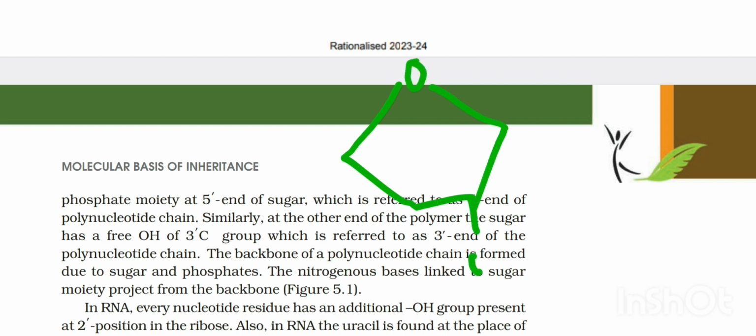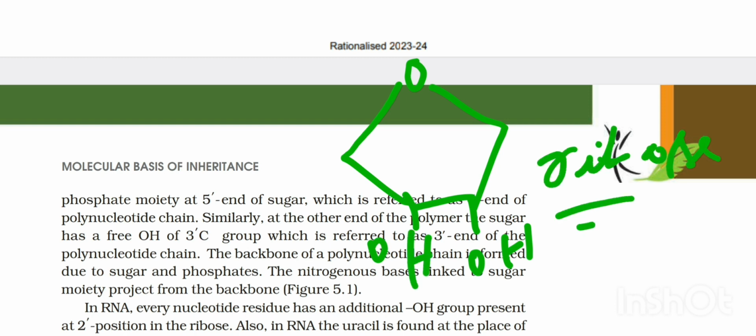Pentose sugar has two OH groups like this. It is a ribose sugar. Okay, it is a ribose sugar. So the phosphate group is added to this position, and the nitrogenous base is added to this position. It is the case of ribose sugar.